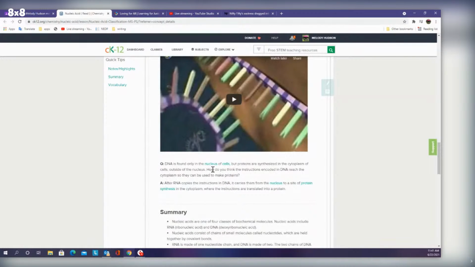DNA is found only in the nucleus of cells, but proteins are made in the cytoplasm of the cells outside the nucleus. So how do you think the instructions encoded in the DNA reach the cytoplasm so they can make proteins?